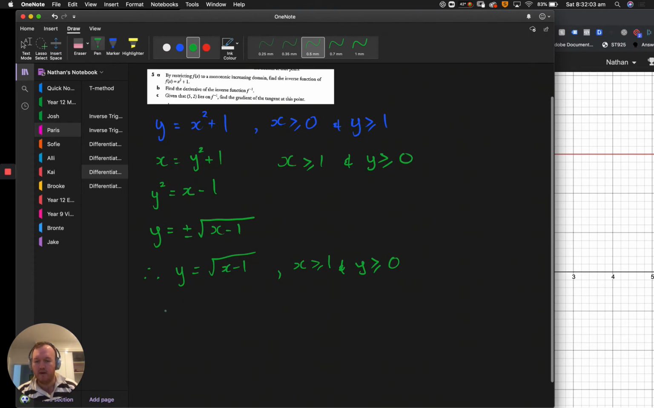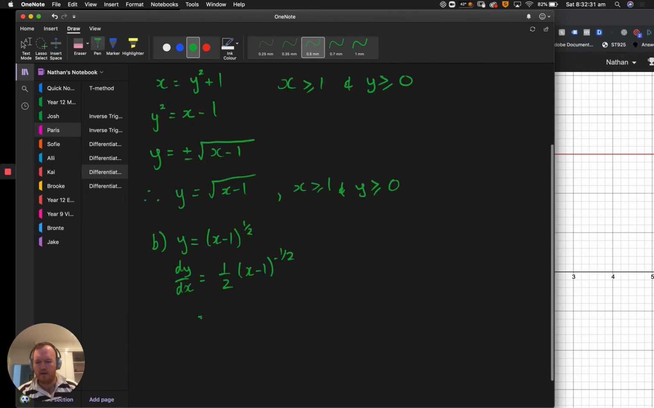And again, because this is quite a simple inverse to find, it's not too hard for us to then go through and start doing part B, finding the derivative of this inverse. So y equals x minus 1 to the half. Differentiating here, 1/2 x minus 1 to the negative a half, which goes down into 1 on 2 root x minus 1.